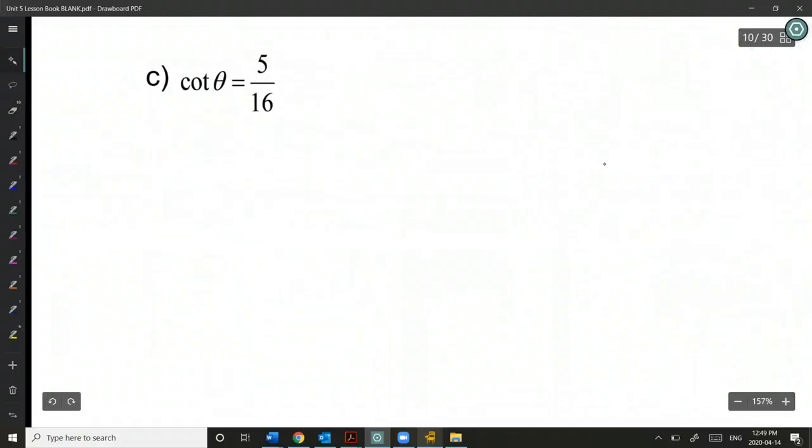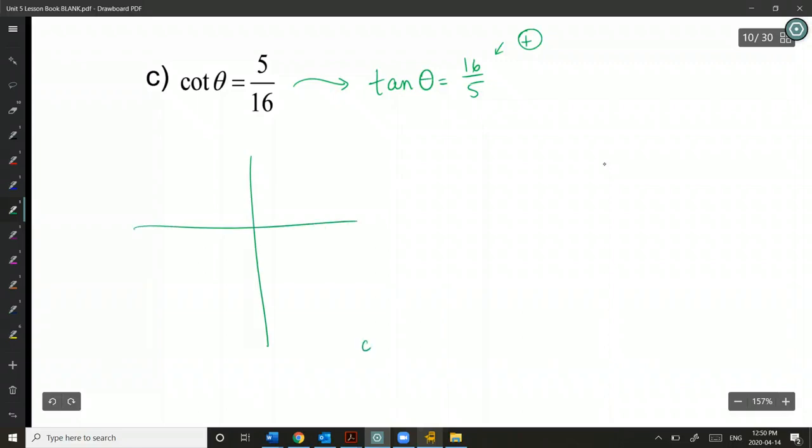Okay, let's try another one. So cotangent is equal to 5/16. This means that tangent is equal to 16/5. And this is a positive value. So I'm interested in where tan is going to equal a positive ratio. So let's think about the quadrants based on the CAST rule where tan is going to be positive.